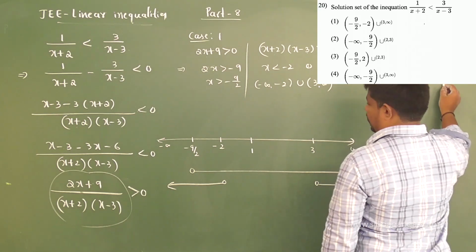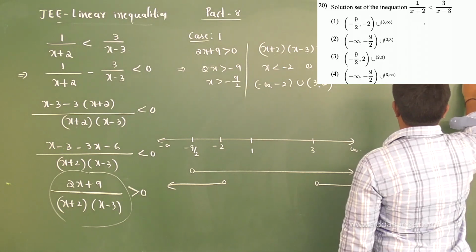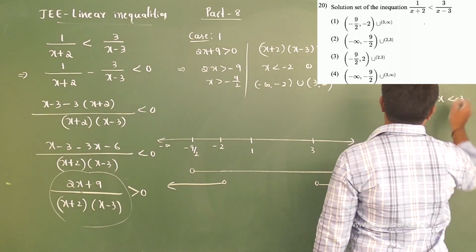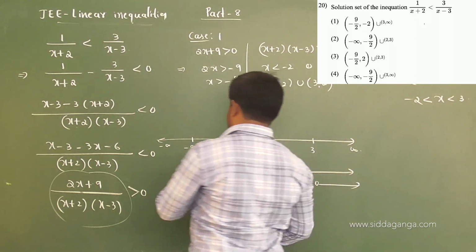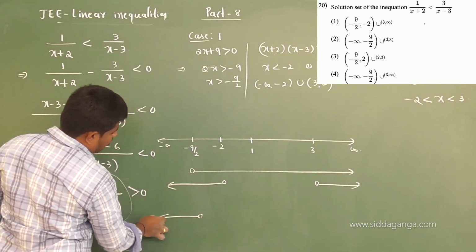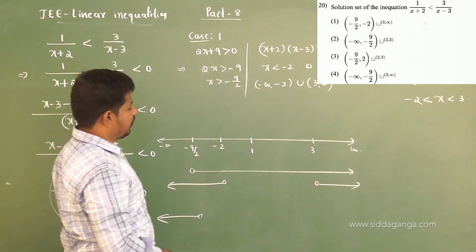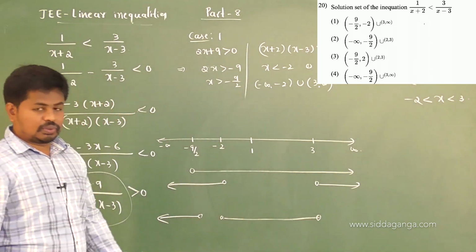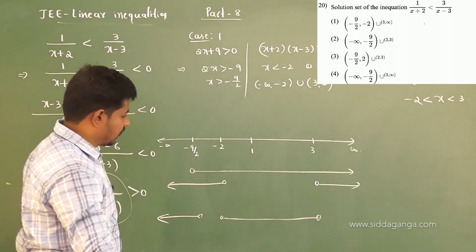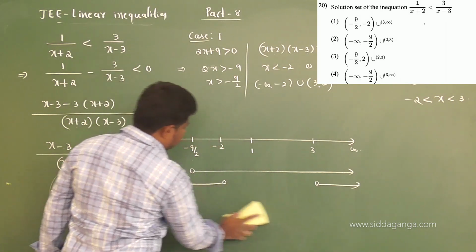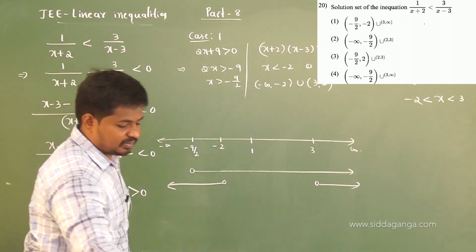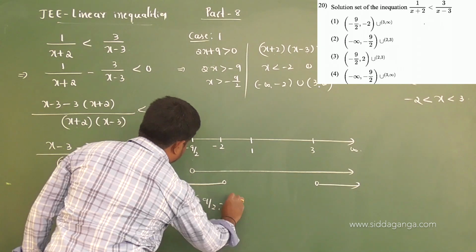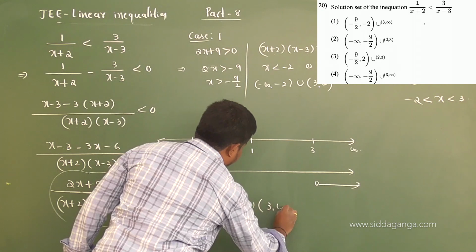x plus 2 into x minus 3 less than 0, negative. So, this is true only when x is greater than minus 2 and less than 3. You mean x is less than minus 9 by 2, you mean minus 9 by 2 to minus infinity, and minus 2 to 3, in this case no common values. Whenever we do not have any common values, we neglect that. So, second case is not possible. So, first case is the possible case. Yes, the solution set is minus 9 by 2 to minus 2 union 3 to infinity.